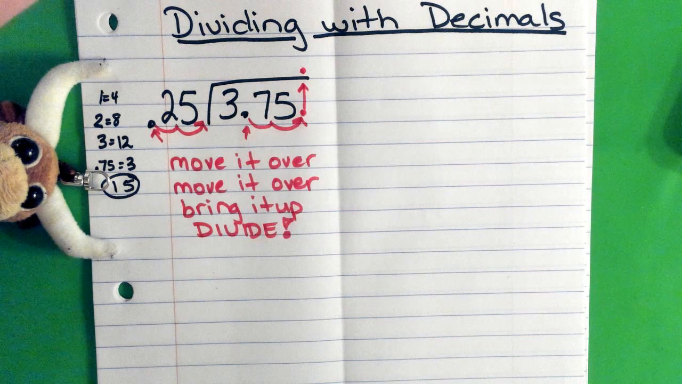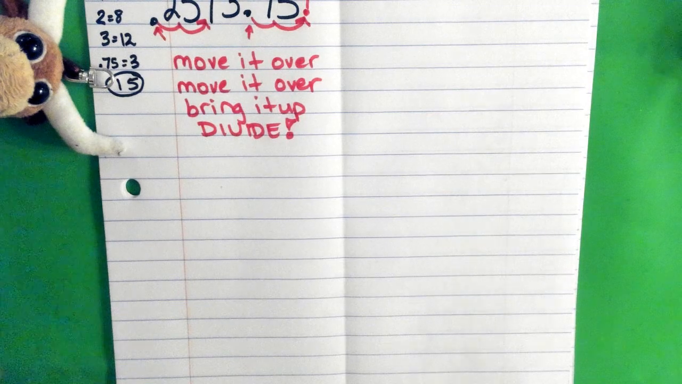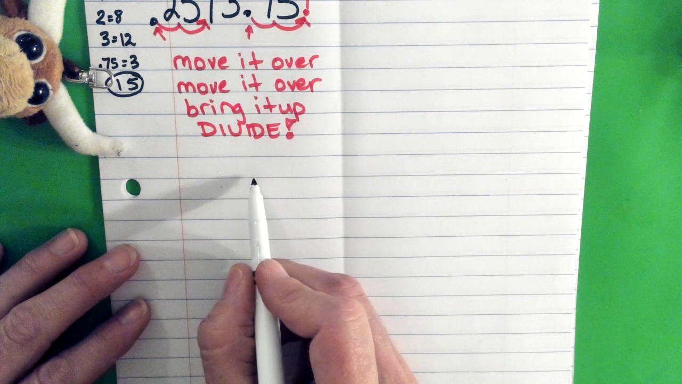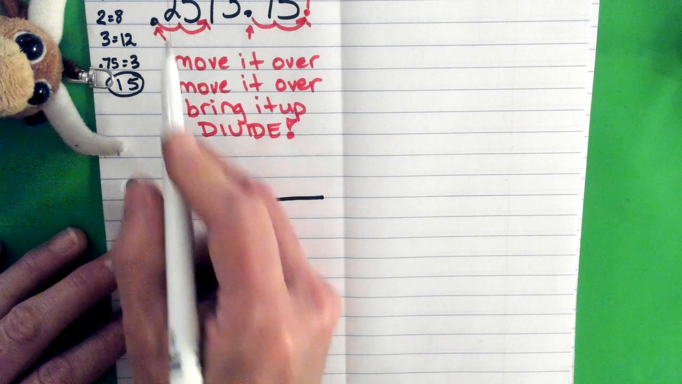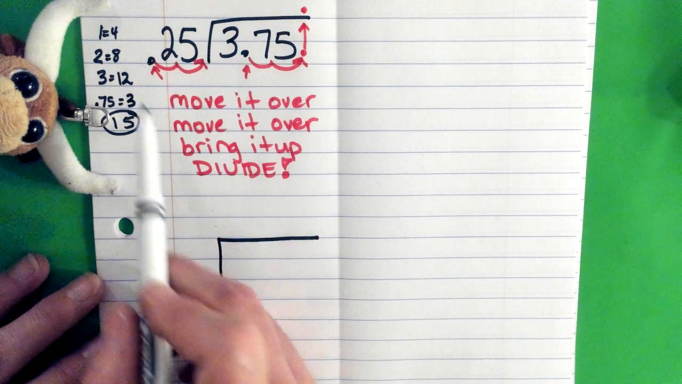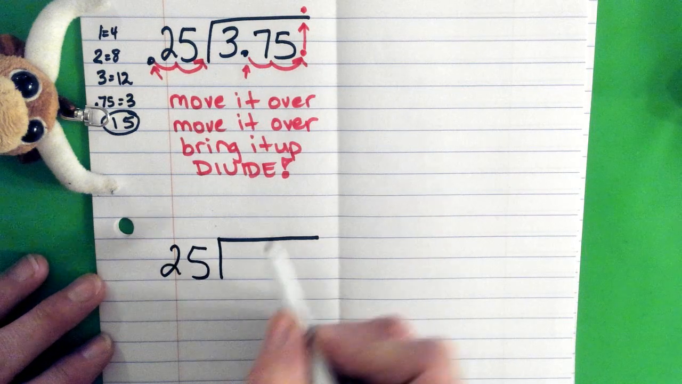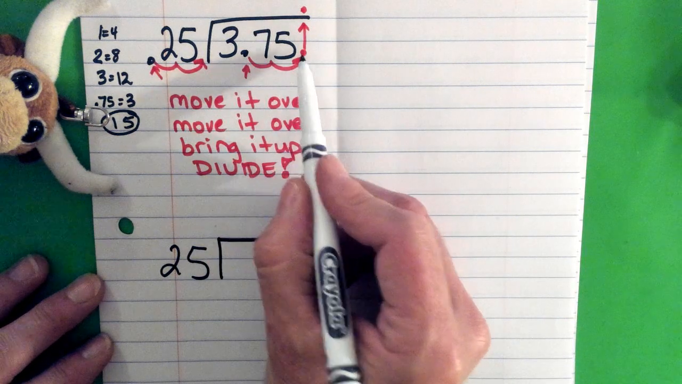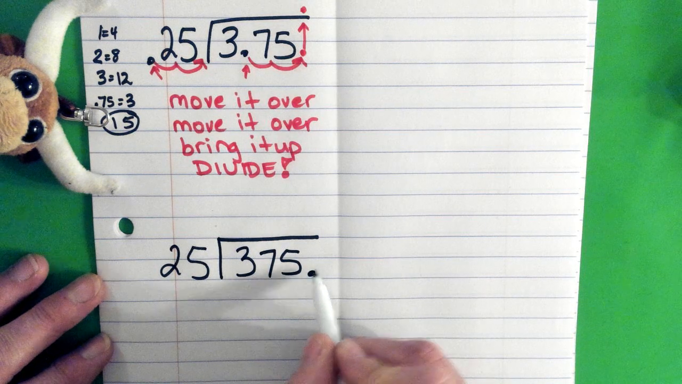Now when I do this, move it over, bring it up, divide, this gets kind of messy. So you might want to, and I always do, move that up a little, rewrite it down here. Give yourself a couple of spaces and then come below it. Make your dividing house. Now my new outside number is, move it over, it's now 25 on the outside. And my new inside number is 375, and the decimal's on the end.